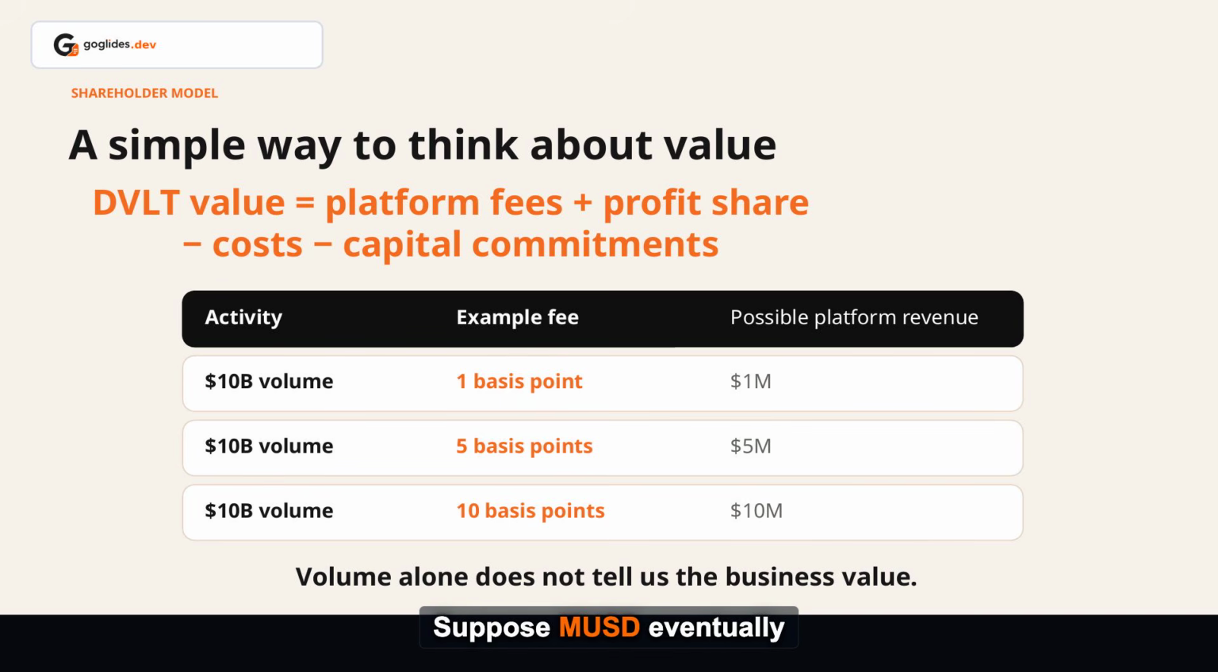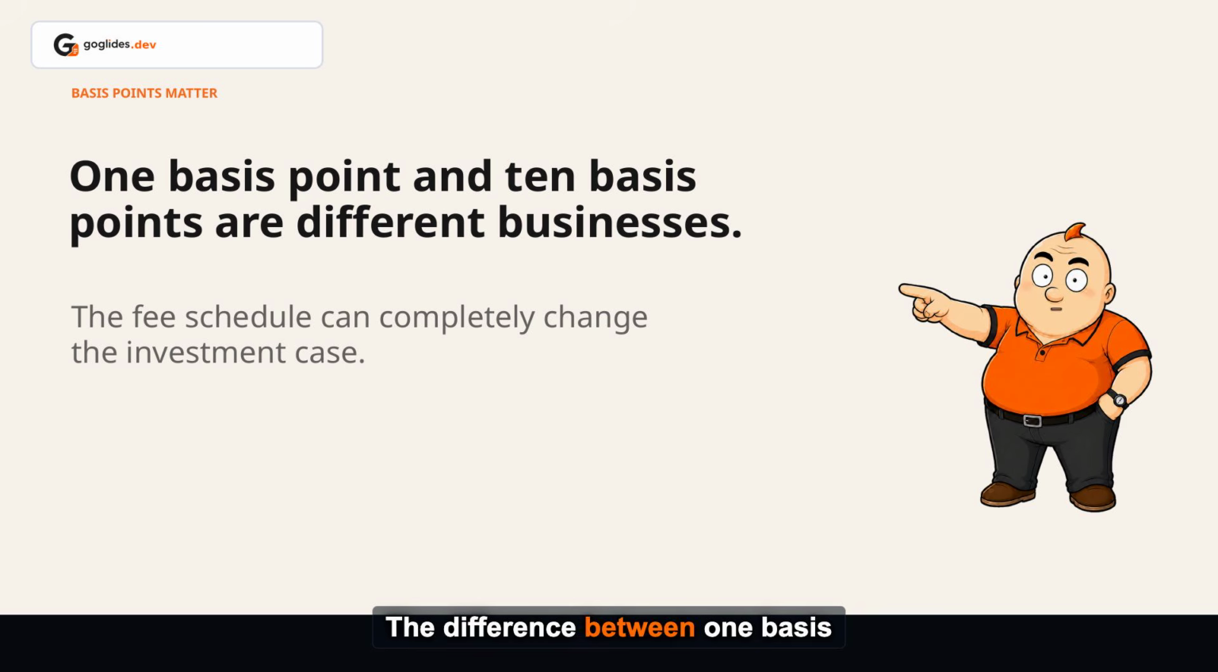Suppose MUSD eventually processes $10 billion each year. At 1 basis point, the fee would be $1 million. At 5 basis points, it would be $5 million. At 10 basis points, it would be $10 million. A basis point is 1/100th of 1%. The difference between 1 basis point and 10 completely changes the value of the project. And today, we do not know the fee.